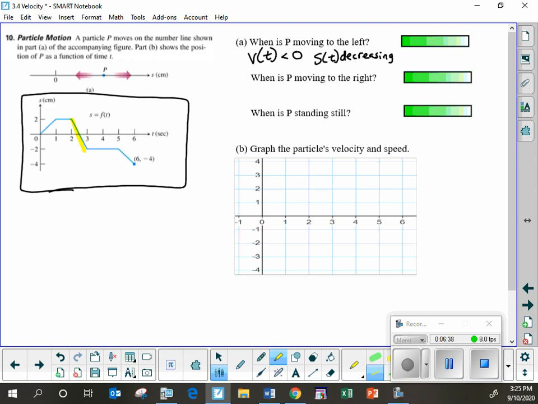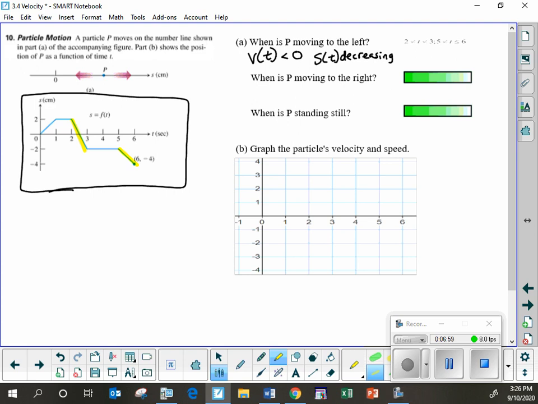Right here, correct? And that is over the time span of 2 seconds to 3 seconds. Oh, I lost the other one. Surprise! I didn't look well enough. There was one more decrease, wasn't there? Position was decreasing. That would be negative slope, which means we have negative velocity, and they are moving left.